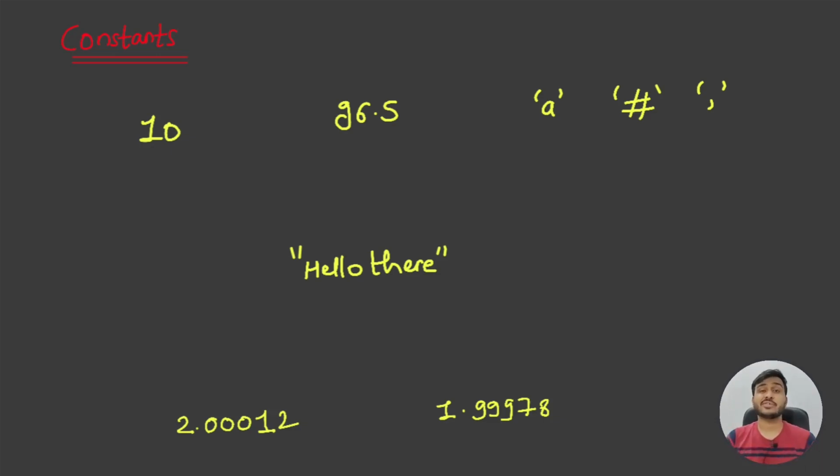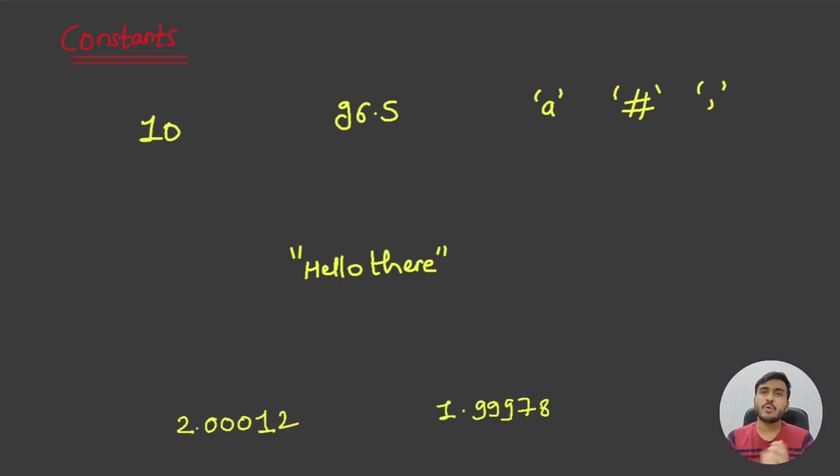On my screen, I have written multiple values. So I have written values like 10, 96.5, small a, hash, comma, then hello there, 2.0012, 1.99978. Okay. Now why I have written all these values? So these values are actually called constants in C++.